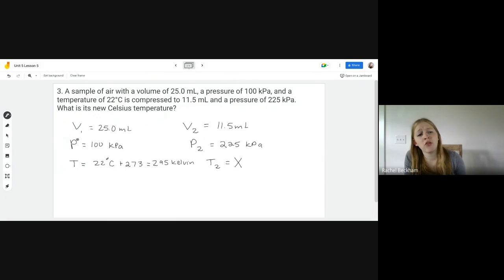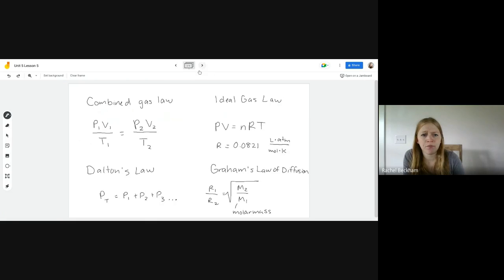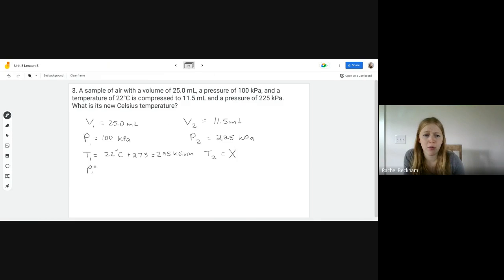So what equation do we want to use? Well, we have a starting pressure, volume, and temperature, and then we have an ending pressure, volume, and temperature. We can see all these changes in these units. You see these double units, okay? So that means that we're going to want to use the combined gas law equation. So I'm going to write that down. P1 V1 over T1 equals P2 V2 over T2. And we're going to plug in and solve for X, which is our T2.